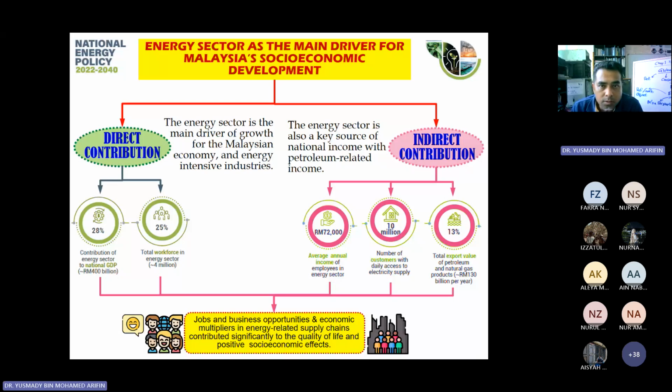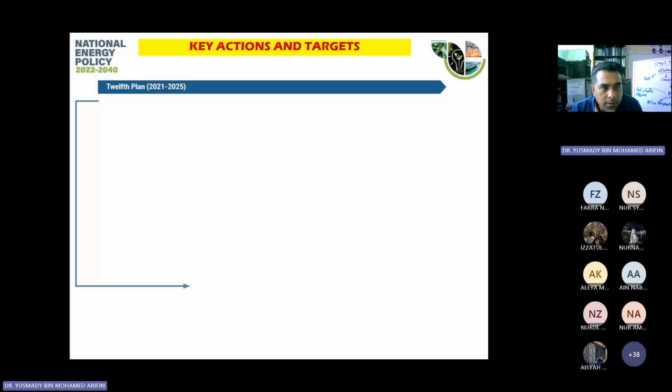Okay, key actions and also targets. So we have a number of plans under this policy. We have 12 plans starting from 2021 until 2025. There are a number of plans within certain year limits. For example, within 2021 until 2025, these are the targets or actions that need to be done by the government in order to achieve or implement the policies.